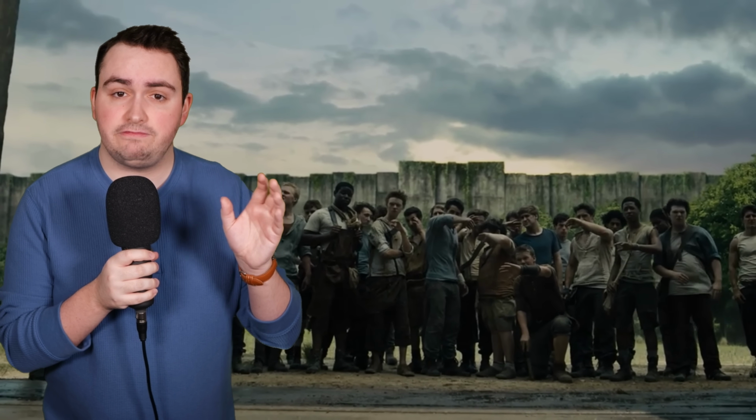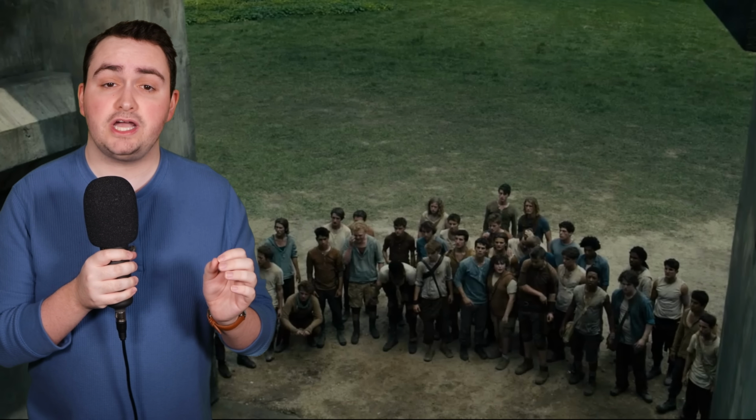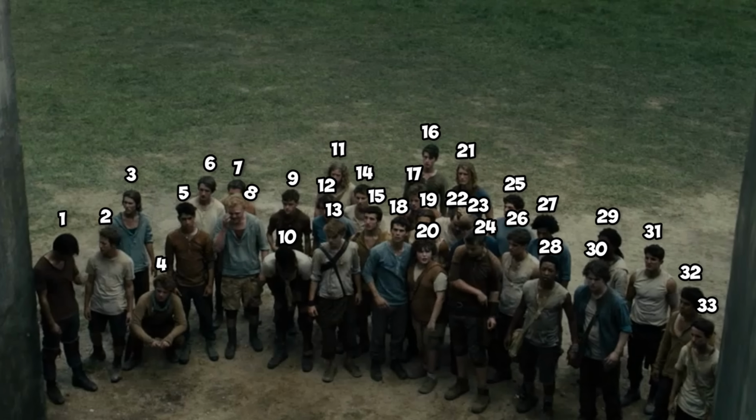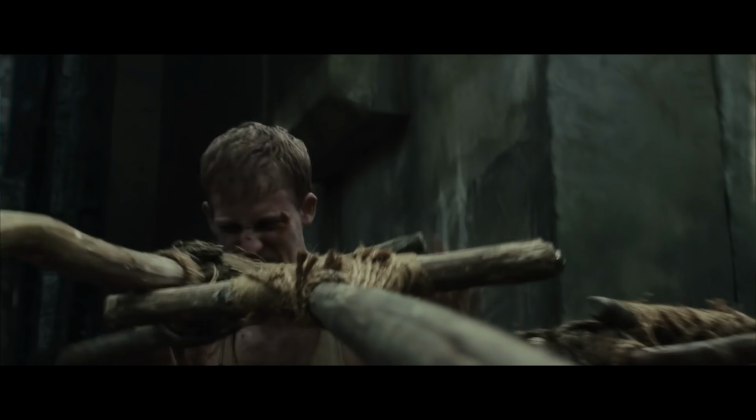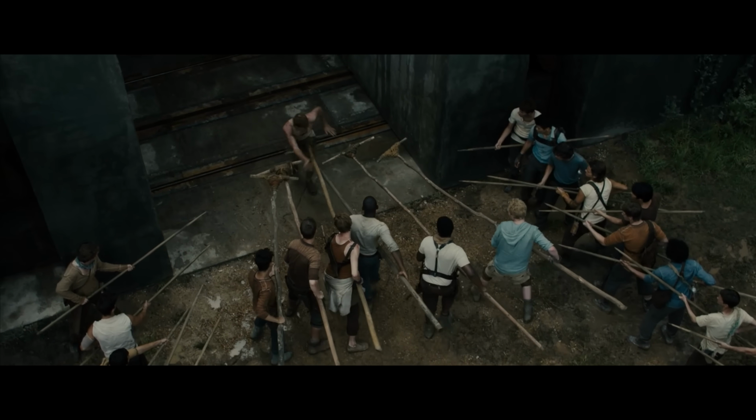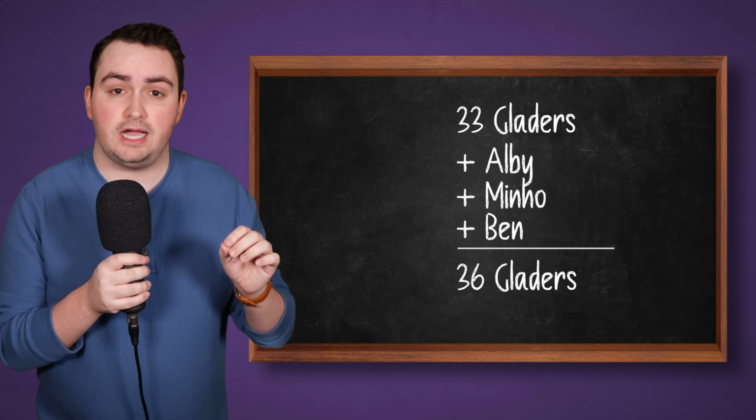We can clearly see every main character as well as every named side character present here, and there's no indication that there's any other gladers anywhere else. This should be everyone. And in this shot, we can count 33 characters, but that's not everyone. We also have to account for Albie and Mino, who are still on their way back. And we have to remember Ben, who is the character who got banished earlier in the film, which brings the number up to 36. But we still have more characters.